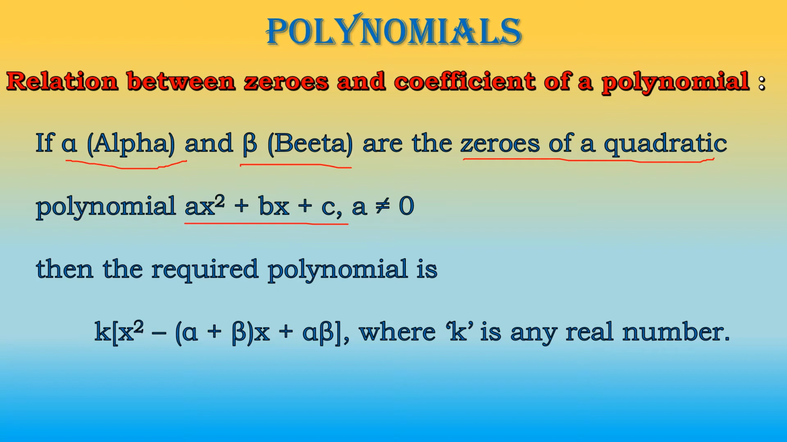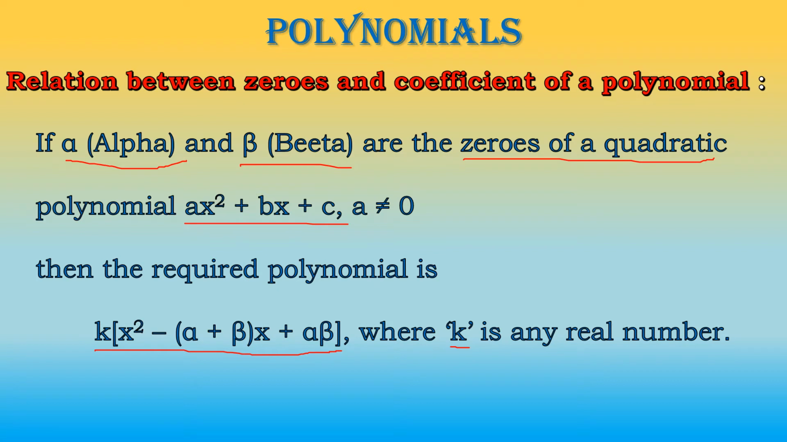Here I have a formula for that: k into x square minus of alpha plus beta into x plus alpha into beta. This is the formula for finding a quadratic polynomial when we know the zeros. Whenever we know the zeros of a polynomial, we can find the quadratic polynomial. Here k is any real number. So the value of k depends on the situation or on the values of alpha and beta.